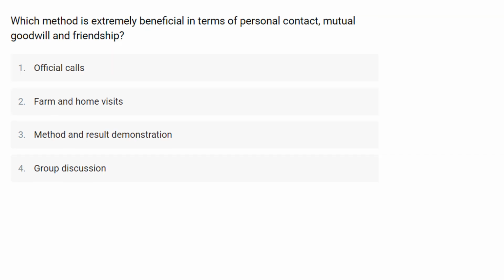Which method is extremely beneficial in terms of personal contact, mutual goodwill and friendship? So here in this question, they gave you four different methods and they ask which method is extremely beneficial in terms of personal contact, mutual goodwill and friendship. The first option is official calls, second option is farm and home visits, third option is method and result demonstration, and the last option is group discussion.